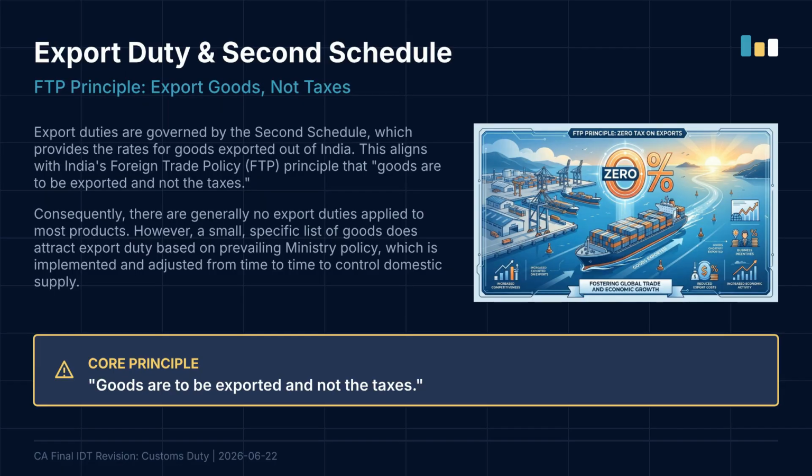Export duties are governed by the second schedule of the Customs Tariff Act. India's foreign trade policy follows a simple philosophy: goods should be exported, not taxes. Therefore, export duty is generally not imposed on most products. However, the government may levy export duty on selected goods whenever policy considerations require it. Such duties are often used to protect domestic availability of essential commodities or regulate exports in the national interest.